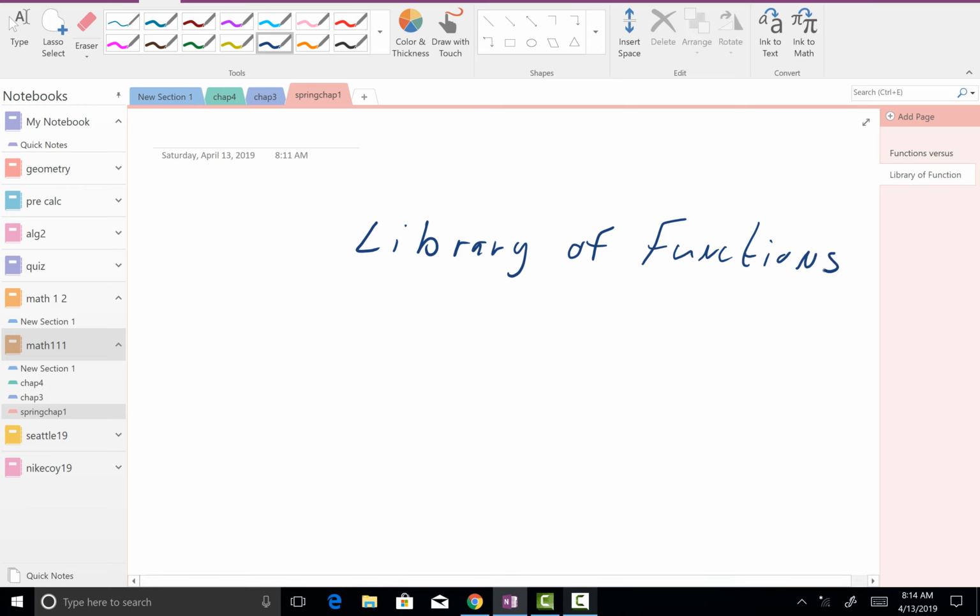What's kind of helpful is that you're able to recognize the graph of a function and say, oh, I think I know what that is. That's kind of the objective, to be able to recognize what it is and then talk about some of the characteristics of it.